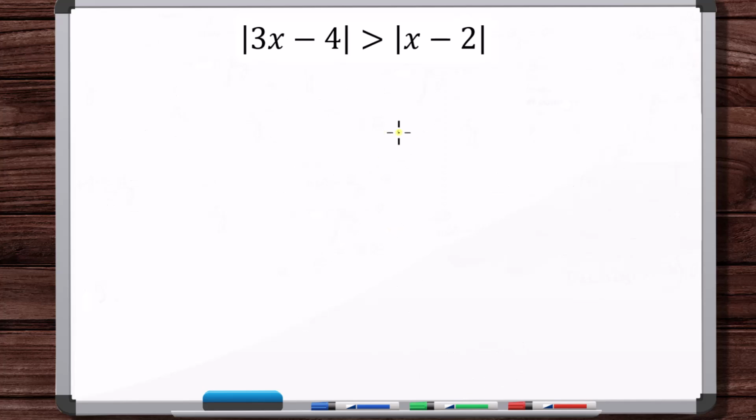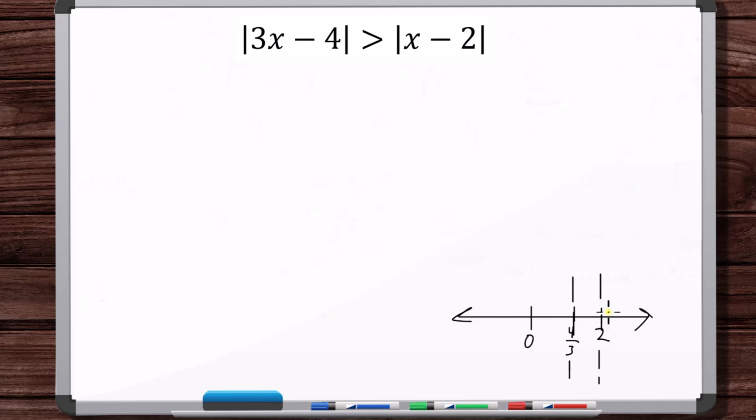Okay, we can't simplify this any further. What are the crossover points? We can see we have 4/3 and 2. So there's 2, 4/3. Okay, so we've got 3 regions here.